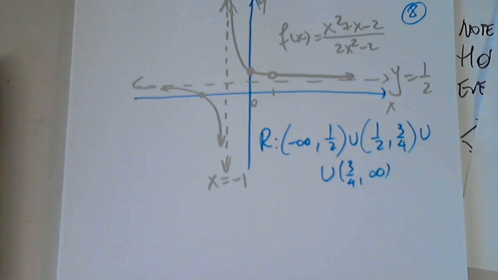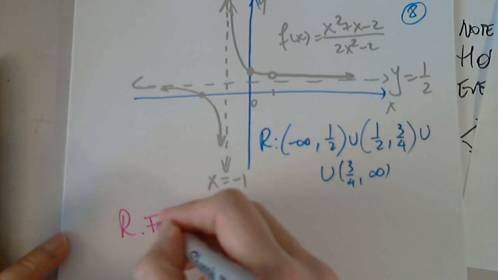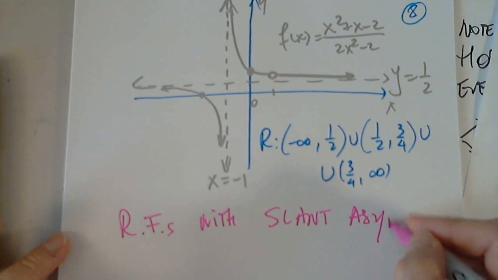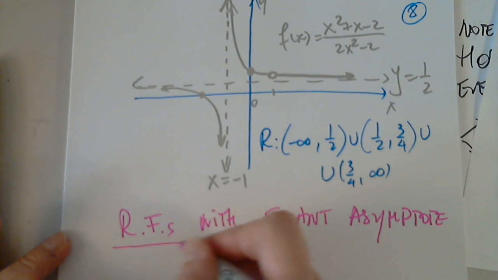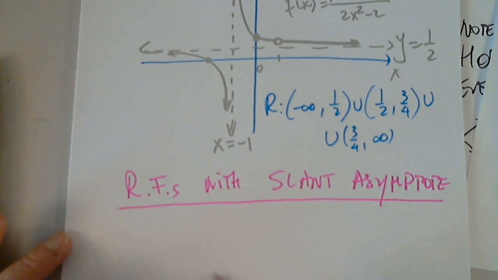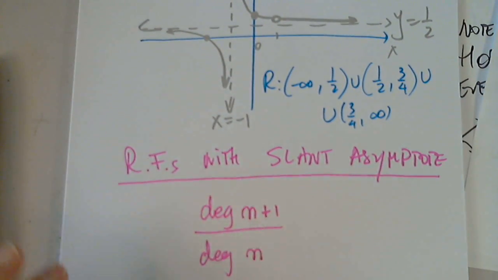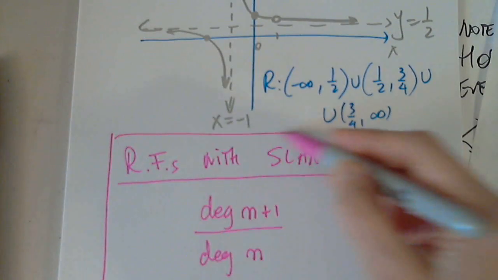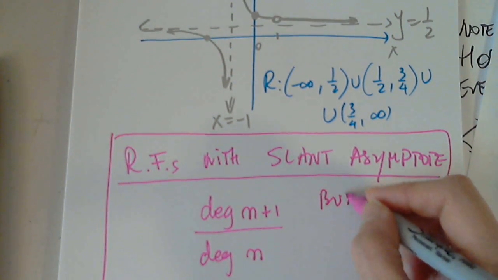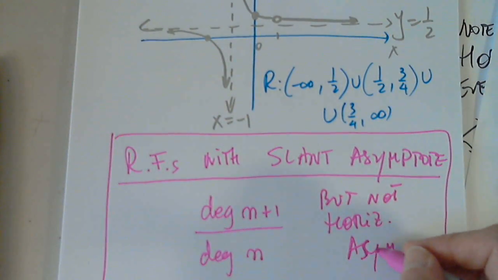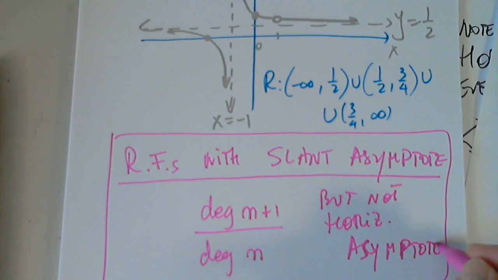Okay, I would like to talk about the slant asymptote and give an example for that and move on. Rational functions with a slant asymptote are a very special category. Only when the denominator has degree n and the numerator has degree n plus 1. This is the only kind that has slant asymptote, but not horizontal asymptote. If it has a slant, it cannot have horizontal.